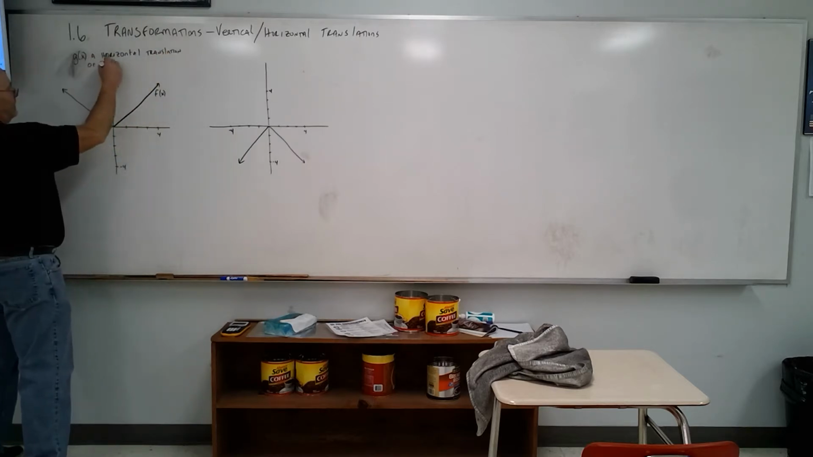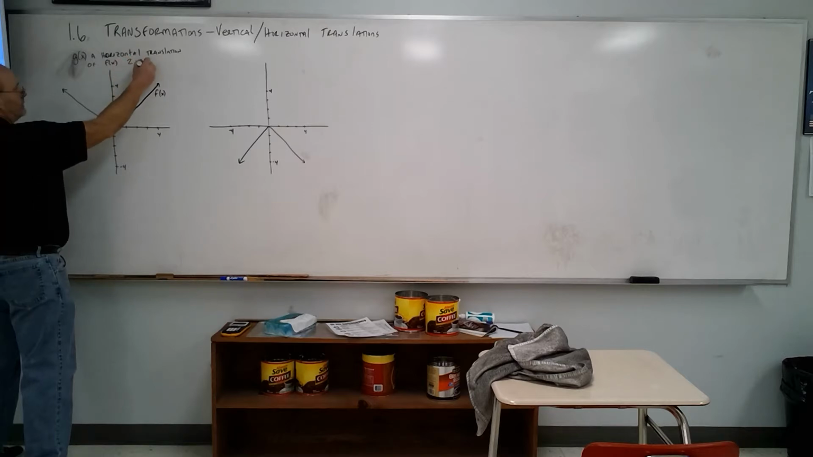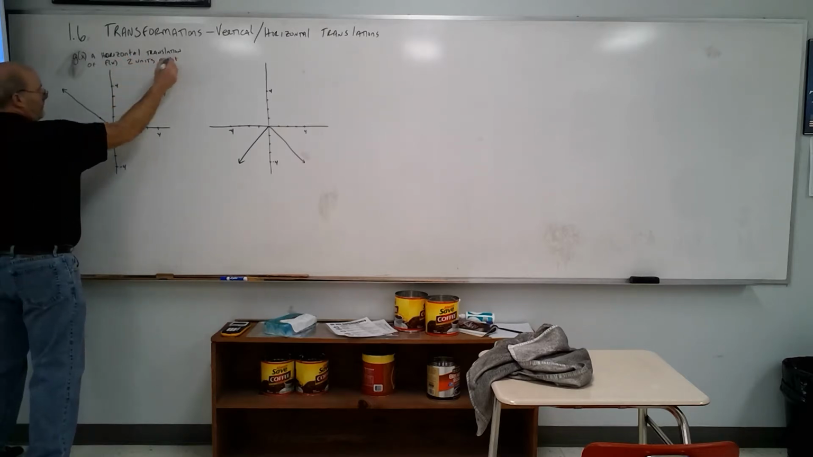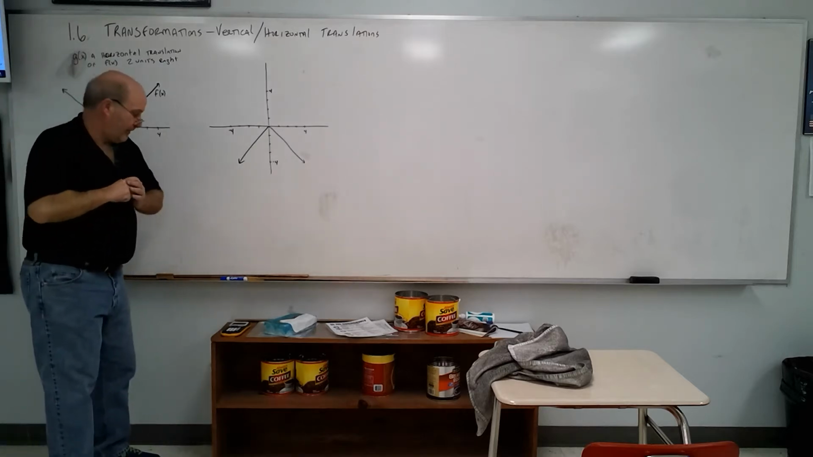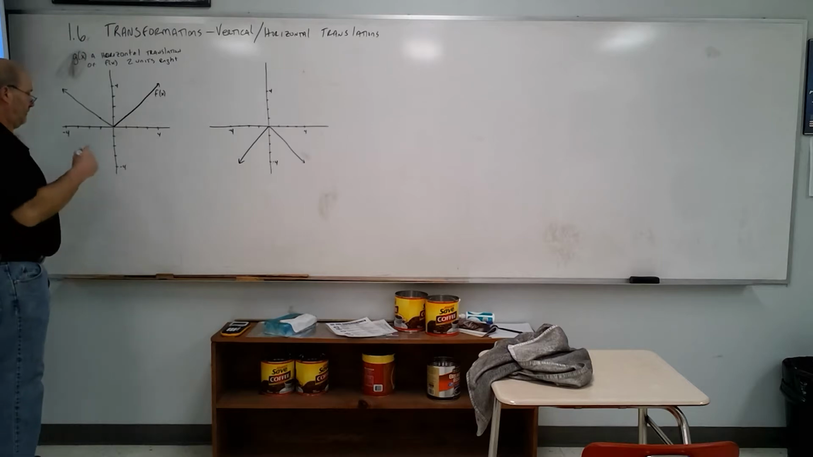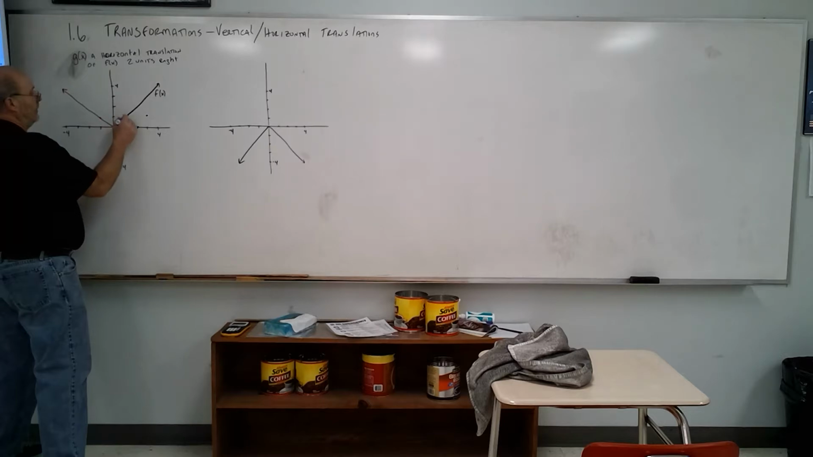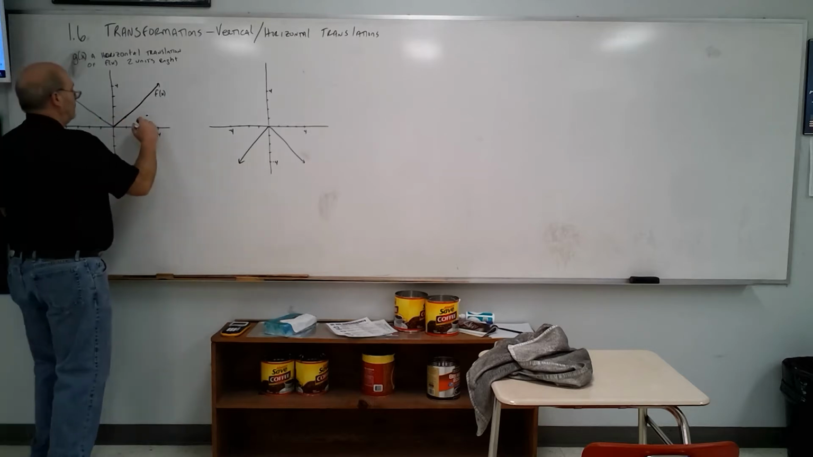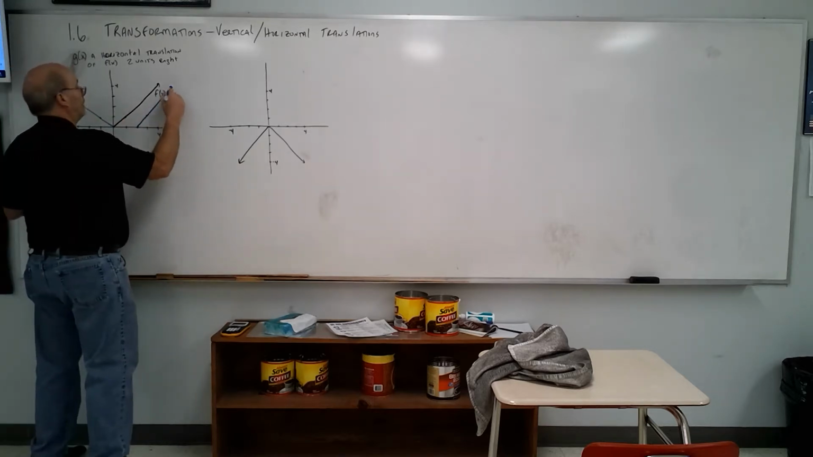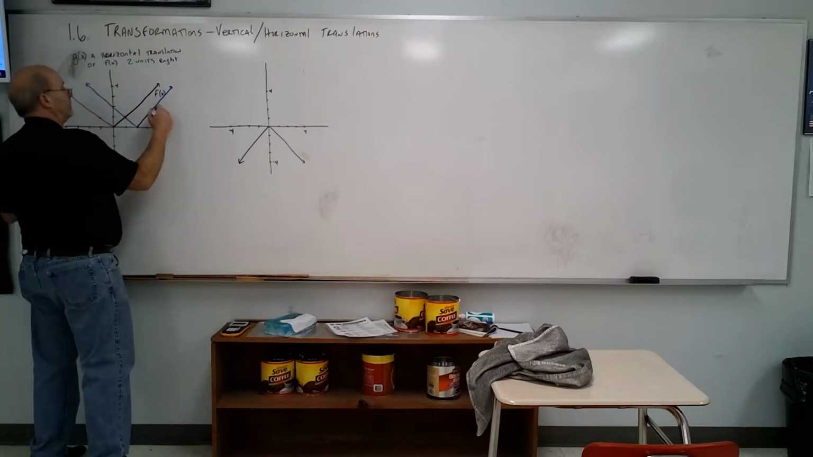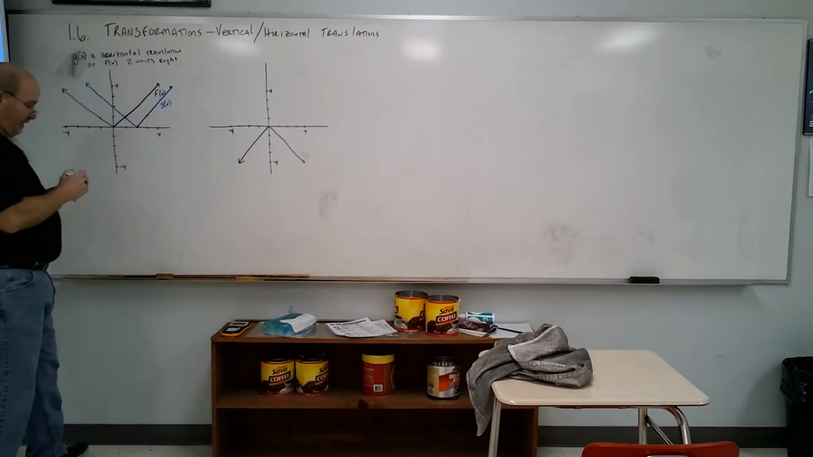of f of x, say 2 units right, then every point on the graph of this function would move from where it's at 2 units to the right. So this point at 0, 0 would move to the point 2, 0. This point at 1, 1 would move to the point 3, 1. This point at negative 1, 1 would move to the point 1, 1. And every point along this graph would also move with it. So the new function, g of x, would be shifted 2 units to the right.